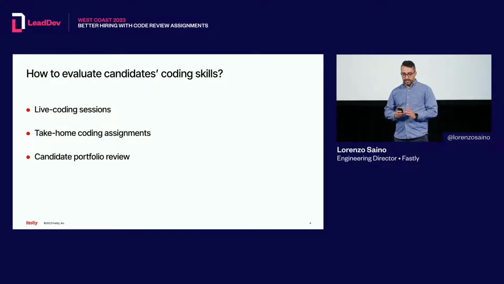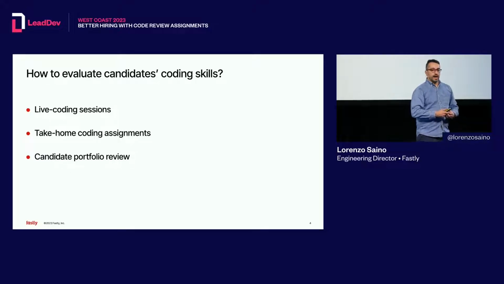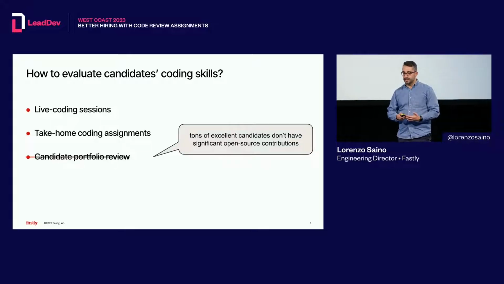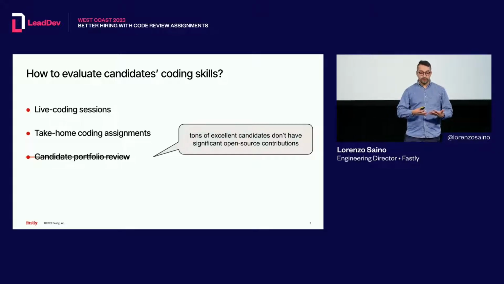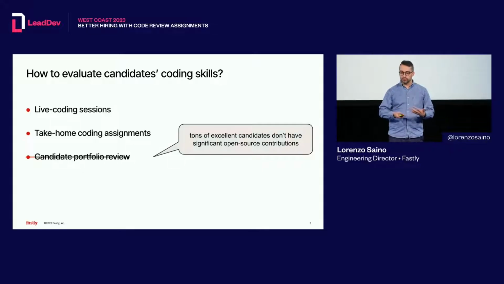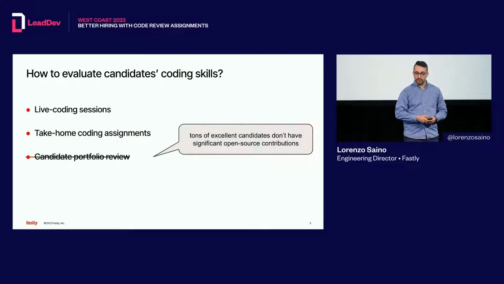For the sake of completeness, there is also another option, in my view, that is the one that involves reviewing the portfolio of the candidates. However, I would not really include it as one of the viable options, because this requires candidates to have open source contributions or to have made enough personal projects that they are willing to share with you and you can evaluate. But unfortunately, there are tons of really excellent candidates who don't have a lot of open source contribution. So this is not really, I think, a viable option that you can use to evaluate your candidates.